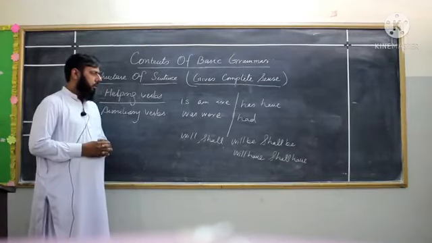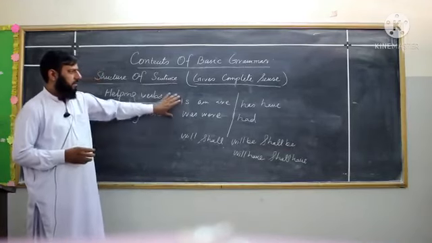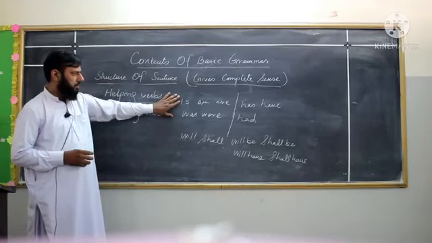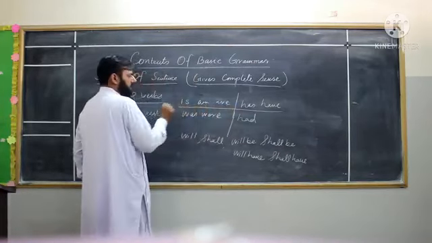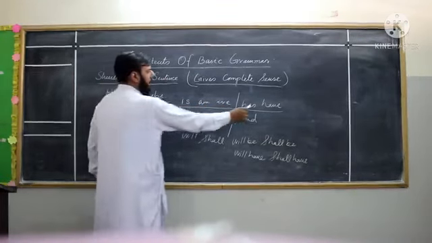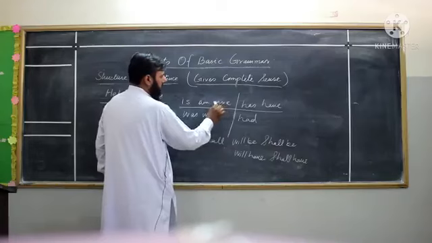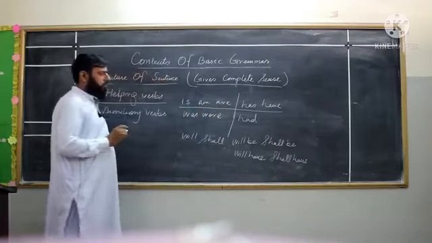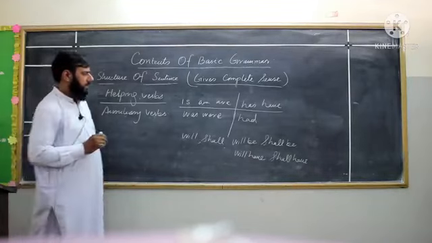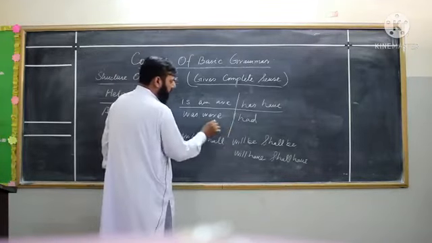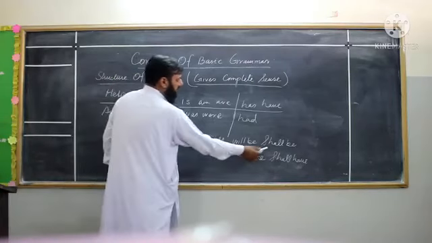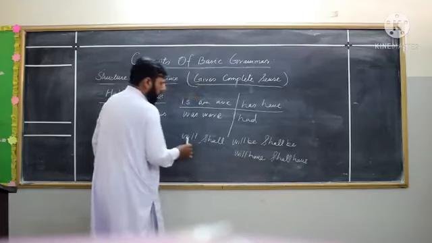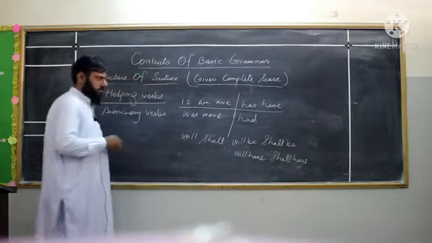Is, am, are, was, and were. These are helping verbs. These are used for present. Is, am, are, has, and have. These are the 5 helping verbs: have, has, are, am, and is. These are used for the present, whereas had, was, and were are used for the past. Will be, shall be, will have, shall have, will and shall are used for the future.